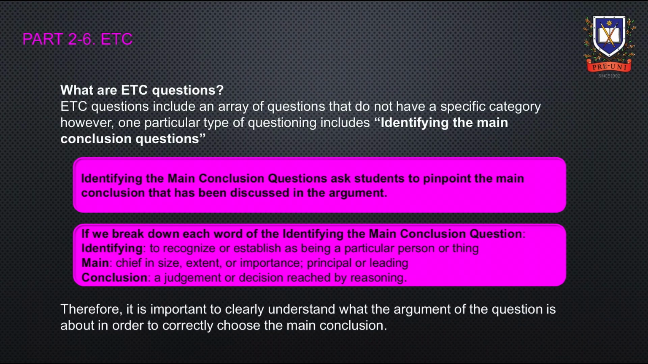If we break down each word of the question category, identifying means to recognize or establish as being a particular person or thing. Main means chief in size, extent or importance, principal or leading, and conclusion means a judgment or decision reached by reasoning. Therefore, it is important to clearly understand and know what the argument of the question is about in order to correctly choose the main conclusion.